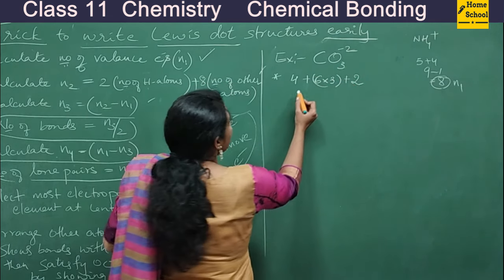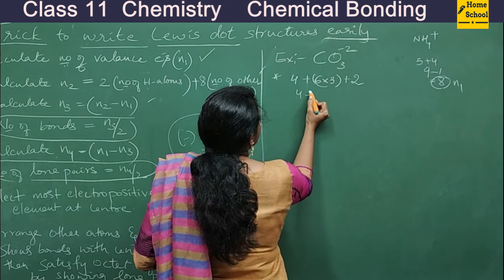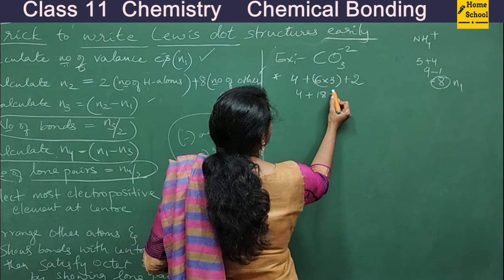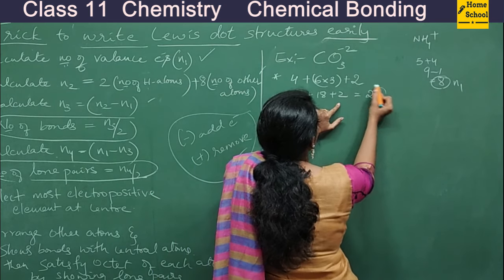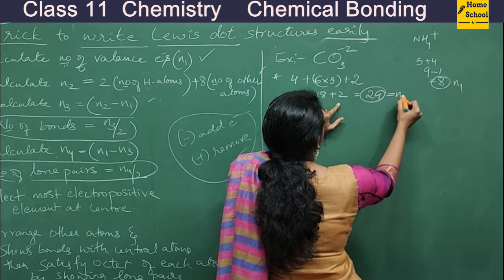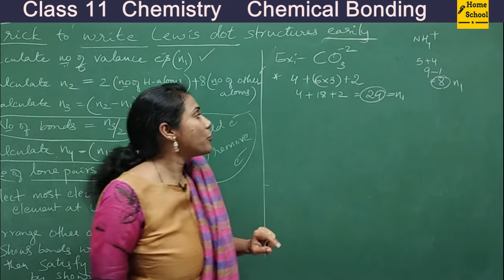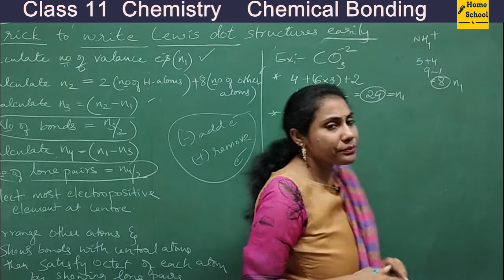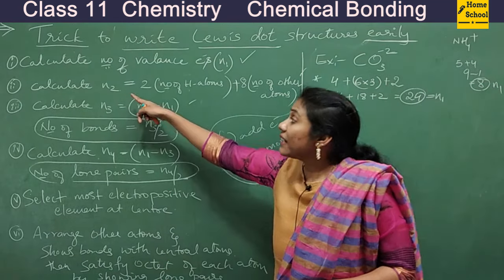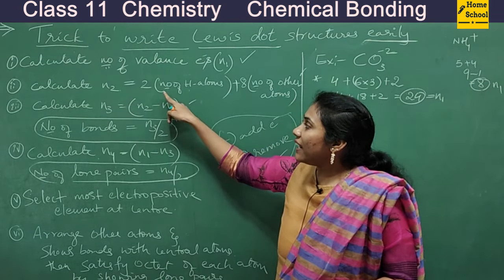Okay, so altogether totally how much? 4 plus 6, 3 is 18, 18 plus 2. So altogether you have 24 electrons, which is equal to your N1 value. So N1 value is 24. Let me do the second step. What is our second step? Calculating N2 value.